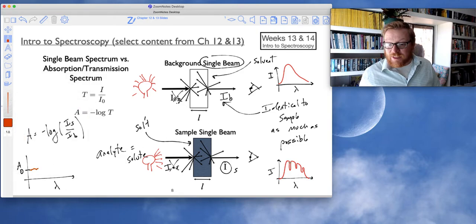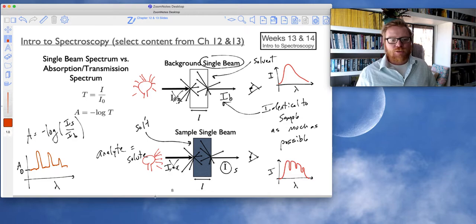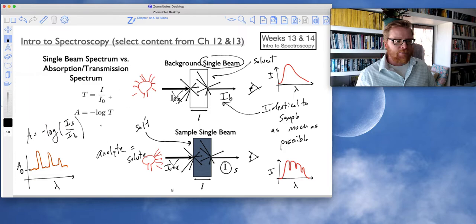And now where we see these features that have been removed, okay, because that's the intensity of the single beam over the background, and it's the negative log, these negative intensity features will appear as positive peaks. Okay? So that is a much better description than what I did previously. So I just wanted to take some time to walk you through that. Okay?